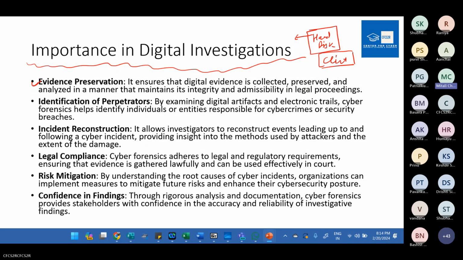Make a backup copy of it. Okay. Yes. So why are we doing this? Because we need to preserve the evidence. Okay, we need to preserve the evidence.